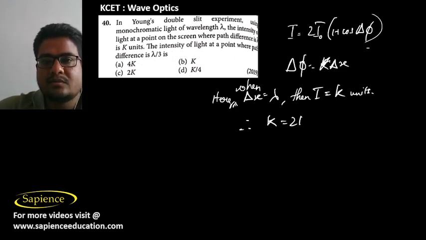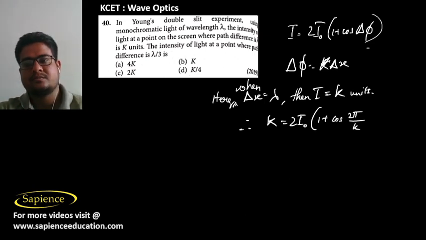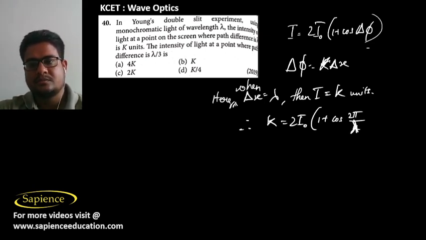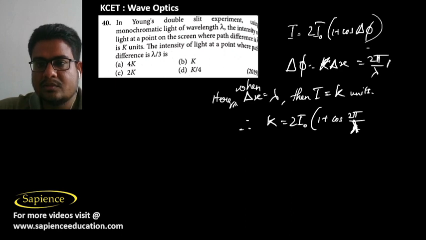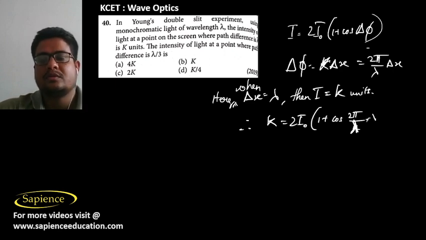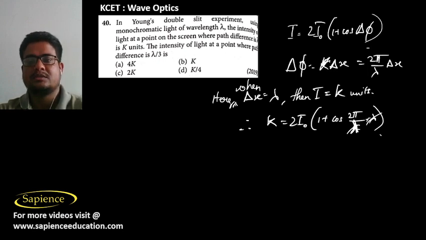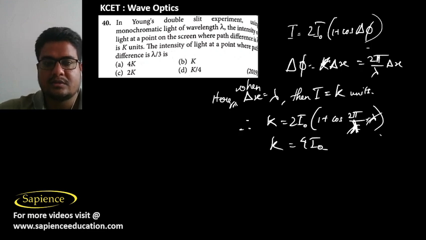Therefore k will be equal to 2 I naught into 1 plus cos of 2 pi by lambda into delta x, that is 2 pi by lambda into lambda. So lambda and lambda will cancel out. So cos 2 pi is 1. So this is 4 I naught. 4 I naught is k.